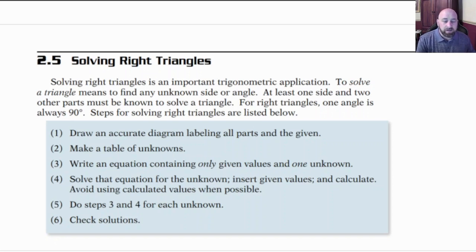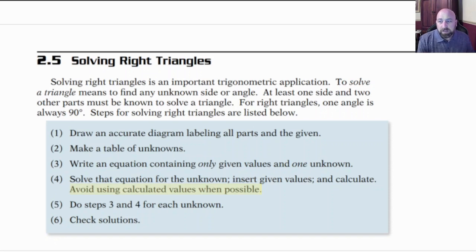Notice what it says right here, and this is actually really, really important. Avoid using calculated values when possible. I'm going to highlight that, okay? And it is important. And why is it important? Because if you continue to use calculated values over and over, let's say you find A and now you need to find B. Well, if you use the calculated value for A in the solution for B, you're going to be farther away from the actual value. So in other words, you're losing accuracy the more calculated values that you use.